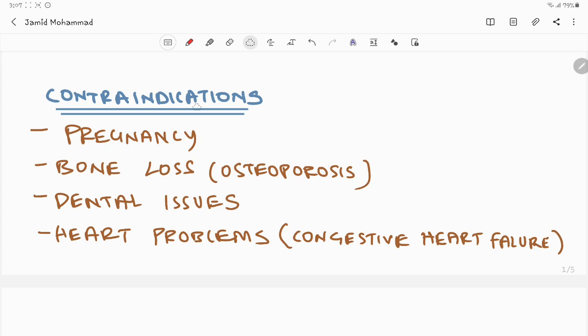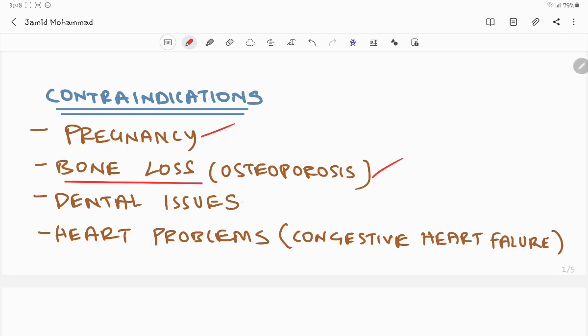As I have written here, pregnancy. In case of a pregnant woman, it is not advisable to go for an X-ray because of the dangerous waves that are emitted, which are X-rays. It's not safe for the growing baby inside the mother's womb. And also for patients who are suffering with bone loss, in which osteoporosis is a case. If he or she is diagnosed with osteoporosis, it's advisable not to go for an X-ray.